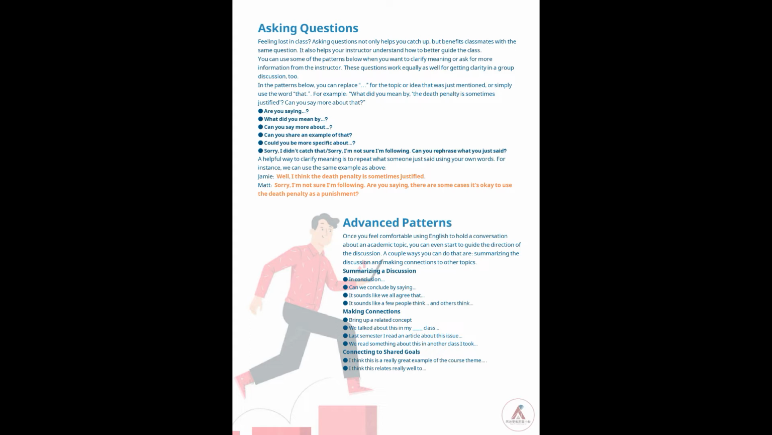In the patterns below, you can replace underscore with the topic or idea that was just mentioned, or simply use the word that. For example, what did you mean by the death penalty is sometimes justified? Can you say more about that? Are you saying? What did you mean by? Can you say more about? Can you share an example of that? Could you be more specific about? Sorry, I didn't catch that. Sorry, I'm not sure I'm following. Can you rephrase what you just said?